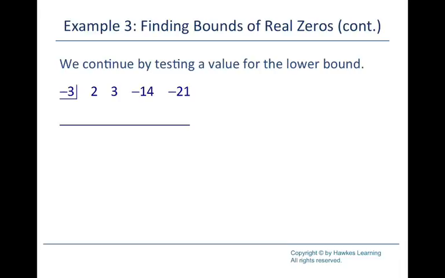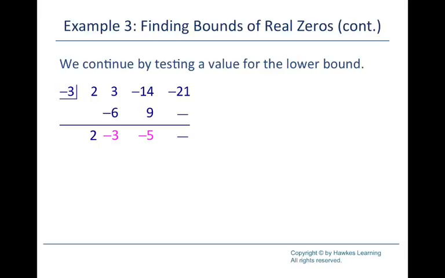Now we're going to test for a lower bound. We're going to try negative 3. So that narrows it down. All our zeros might hopefully be between negative 3 and 3. So bring down our 2. 2 times negative 3 is negative 6. Add to get negative 3. Then we multiply to get 9. Then we have a negative 5 and a positive 15.